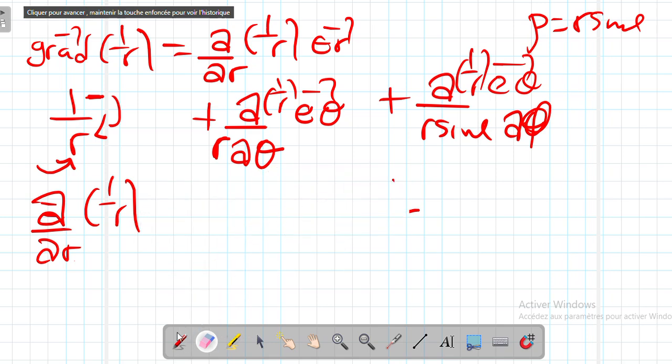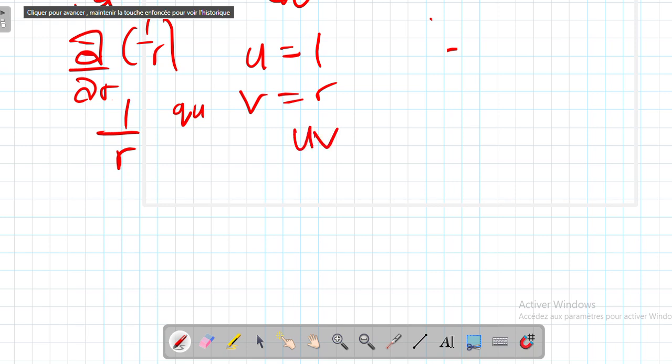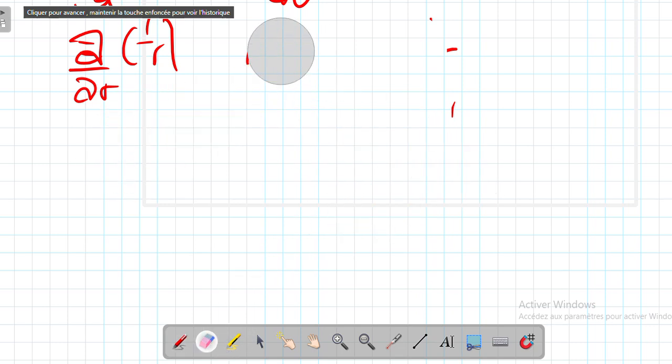We're finding the derivative of 1 over r with respect to r, right? One thing that we've identified is that 1 over r is a quotient. We all learned in high school the quotient rule: u is equal to 1, v is equal to r, and you apply the quotient rule, which says v u prime minus u v prime over v squared. But you don't need to remember all this with me. I'm going to teach you how to apply the quotient rule directly.